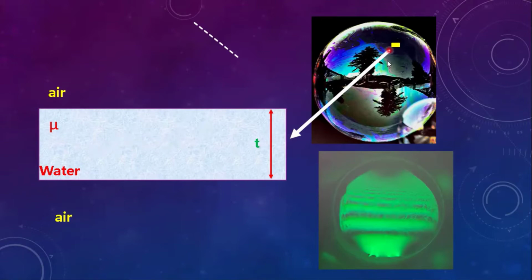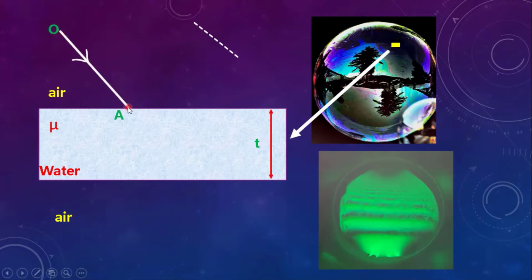For example, if I take a small part of a soap bubble, even though I have shown it very large, it is a very, very small part, you can imagine. If it is parallel, it is like a rectangular slab. If I cut this sphere, the top outside is air, and that region is water with refractive index mu, and inside is again open space, that is also air. So you can imagine a small part of that water sphere. Now, one light wave is incident on it.